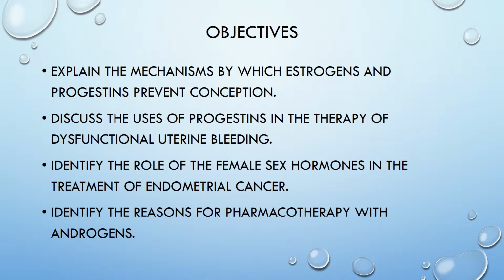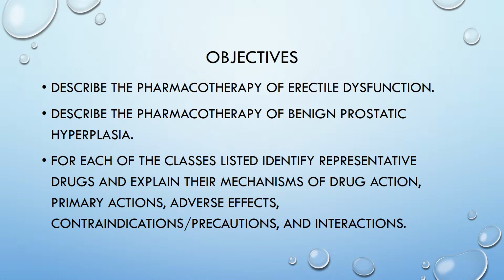Objectives for this chapter: explain the mechanisms by which estrogen and progestin prevent conception, discuss the uses of progestins in the therapy of dysfunctional uterine bleeding, identify the role of the female sex hormones in the treatment of endometrial cancer, identify the reasons for pharmacotherapy with androgens, describe the pharmacotherapy for erectile dysfunction, describe the pharmacotherapy of benign prostatic hyperplasia. For each of the classes listed, identify representative drugs and explain their mechanism of drug action, primary actions, adverse effects, contraindications and precautions, and interactions.